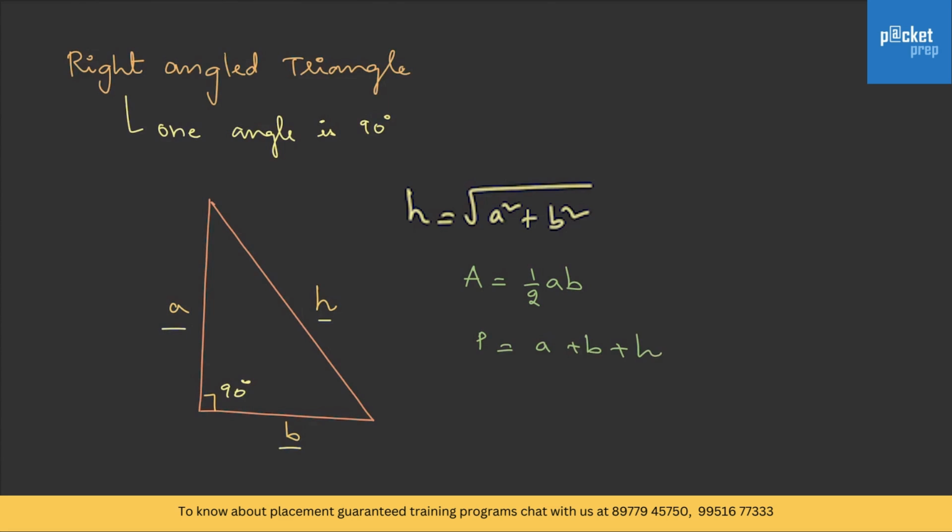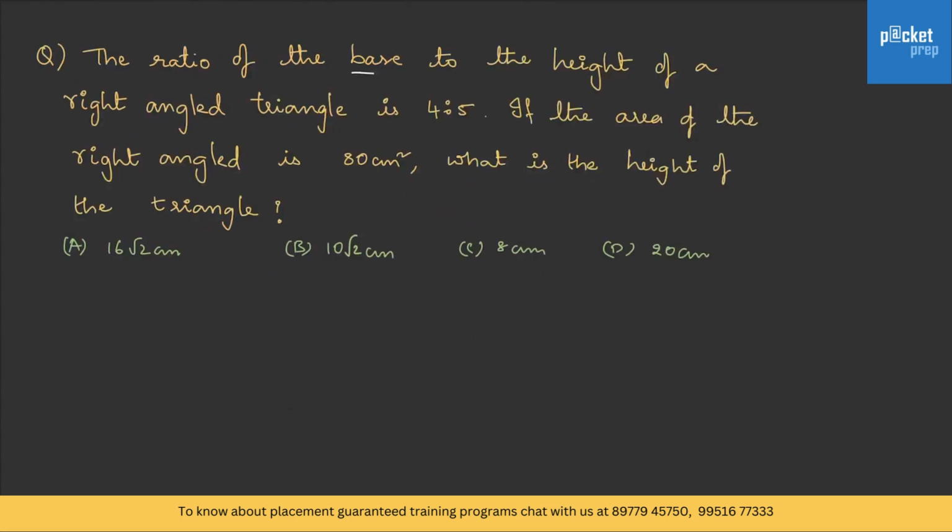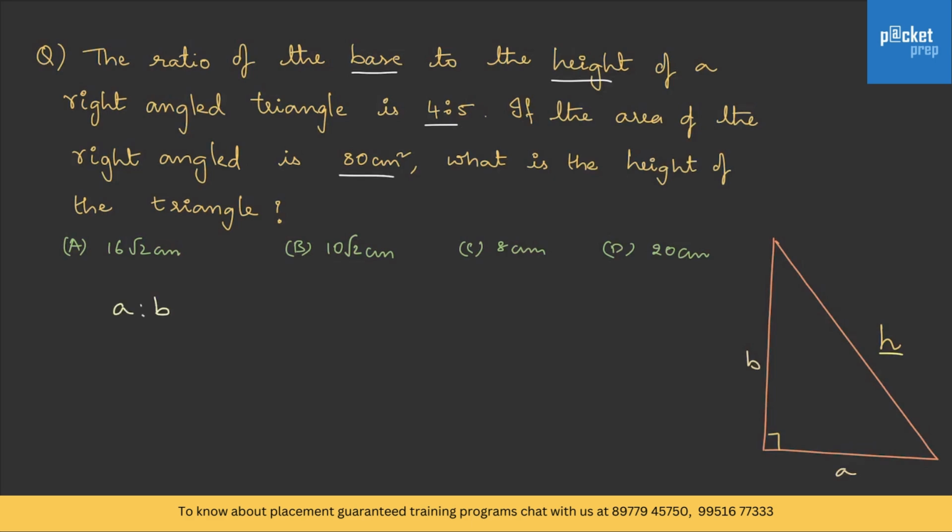So let's quickly get into the question. The ratio of base to the height of a right angle triangle is 4:5. If the area of the right angle triangle is 80 centimeter square, what is the height of the triangle? For this, let's draw a diagram. They have given the ratio of the sides, base to height. Base is a and height is b as 4:5. So I can safely assume a is 4x and b as 5x.